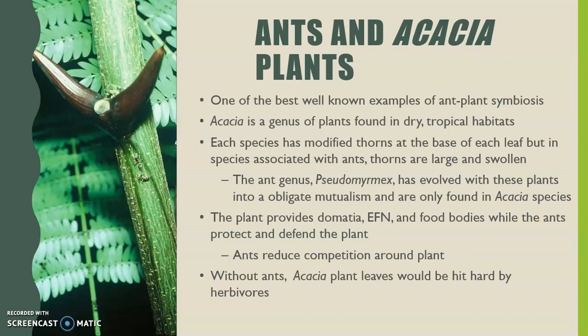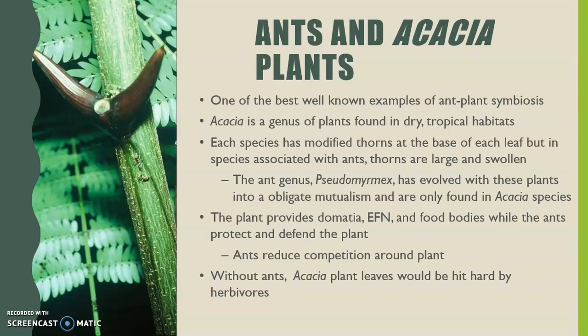So this is where the domatia is, inside these thorns, and it has some of the best examples of domatia in all the symbiotic relationships between the two. In the ant genus Pseudomyrmex, many species have evolved with these plants into an obligate mutualism, and these species are only found in these acacia species. The plants provide domatia, extrafloral nectar, and food bodies, while the ants protect and defend the plant.